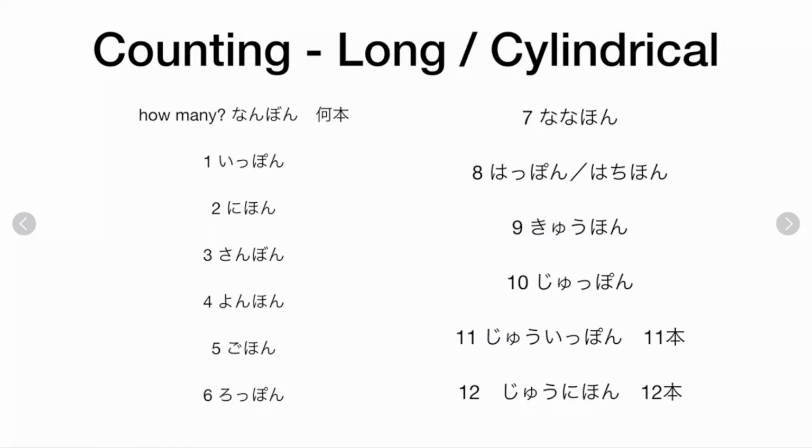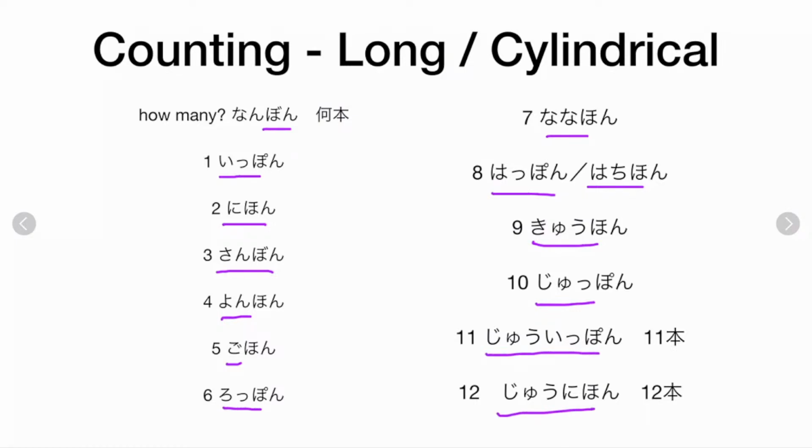Long cylindrical things are considered hon. Hon means book. Books are not long and cylindrical, but you can think of scrolls, right? Wall scrolls. So nanbon, because it's hon, but it gets dakuten when words get smashed together. Ippon, nihon, sambon, yonhon, gohon, roppon, nanahon, happon or hachihon, kyuhon, juppon, and then juippon, junihon. These patterns continue, and so on. So this is for long cylindrical things.